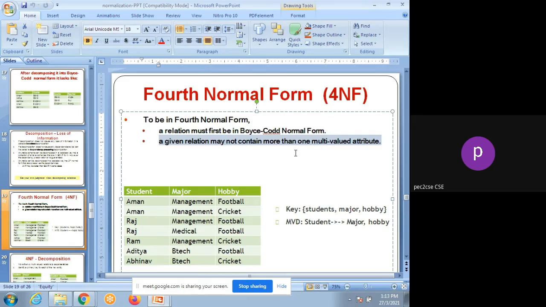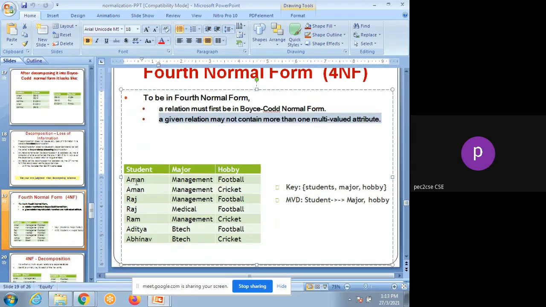What do you mean by multi-valued attribute? For example, here I have one table structure: student, major, hobby. For a particular student, there may be more than one major subject. For a particular student, there may be more than one hobby. A particular student may have more than one major, that is a multi-value dependency. So one student, many majors. Similarly, one student, many hobbies.